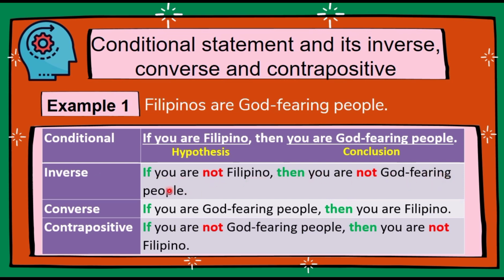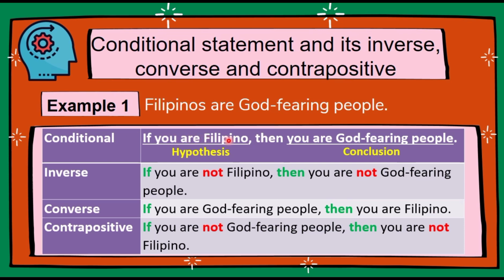Next, converse statement. So converse statement is formed by simply interchanging the hypothesis and the conclusion part of the conditional statement. So the hypothesis became conclusion and the conclusion became hypothesis. Okay? So the converse statement is, if you are God-fearing people, then you are a Filipino. As you can see, this is a hypothesis and from the conditional statement, it is a conclusion. And this is a conclusion while on the conditional statement, it is a hypothesis.